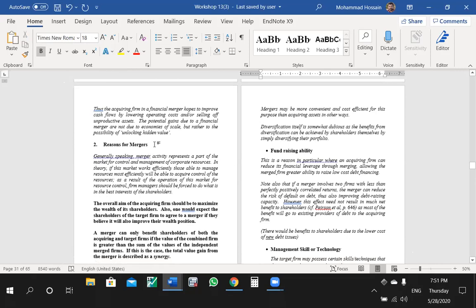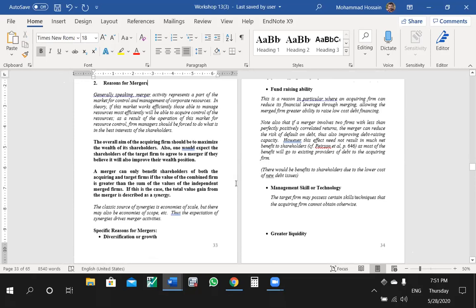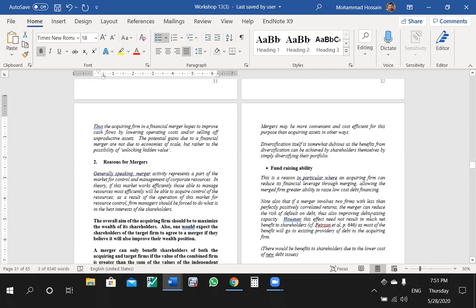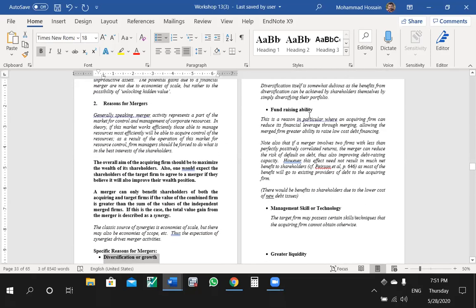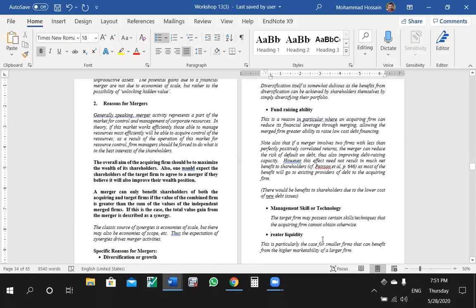Reasons for merger, why do we want to merge? Only one reason, increase the shareholders' value. Shareholders' wealth is going to be increased. That's the only reason they're going to do it. Okay. First thing they do, diversification or growth, fund raising ability, management skills or technologies. One company could not do it by themselves.